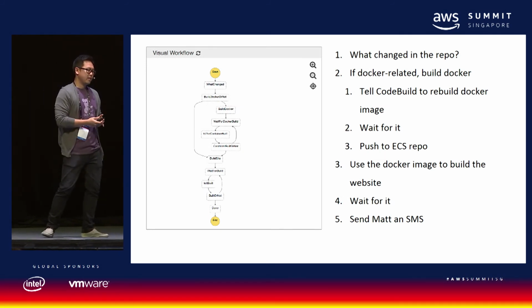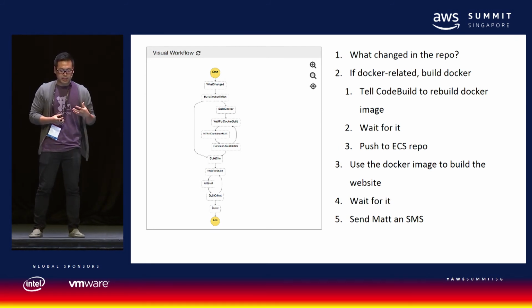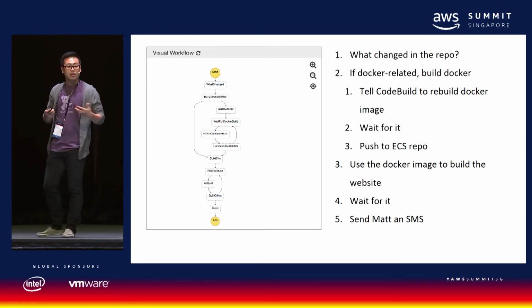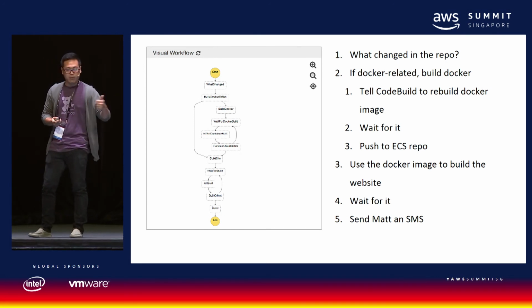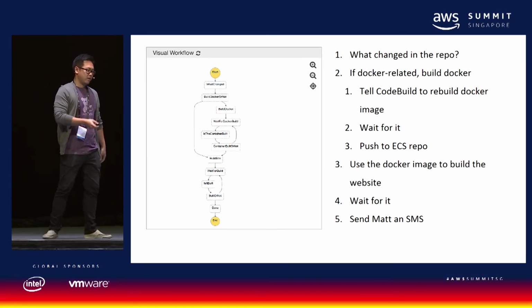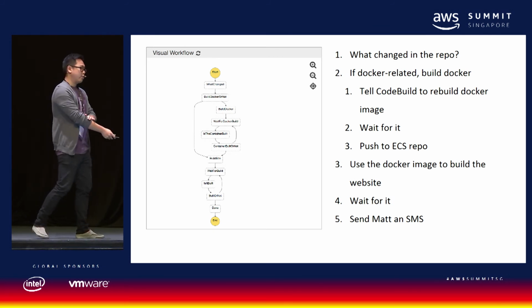That was it. So let's go through this one more time, big picture, but this time let's figure out whether or not everything followed the single responsibility principle, because that's what we're supposed to be doing. Every step, every Lambda is supposed to do that. So what changed? All it did was see what changed and spat out a variable. Build Docker or not? Simple choice. Which one do we do next?